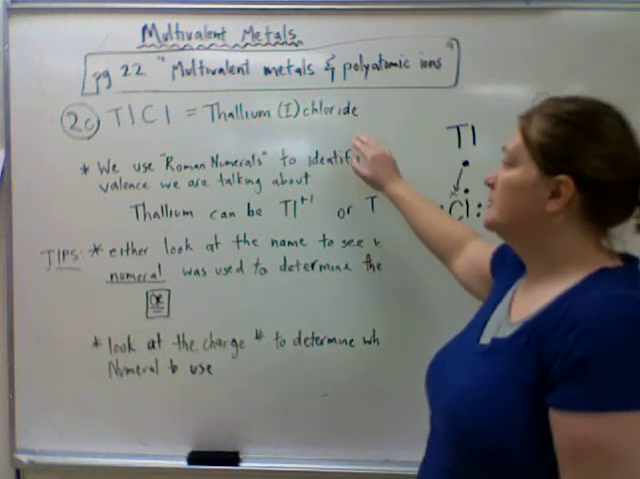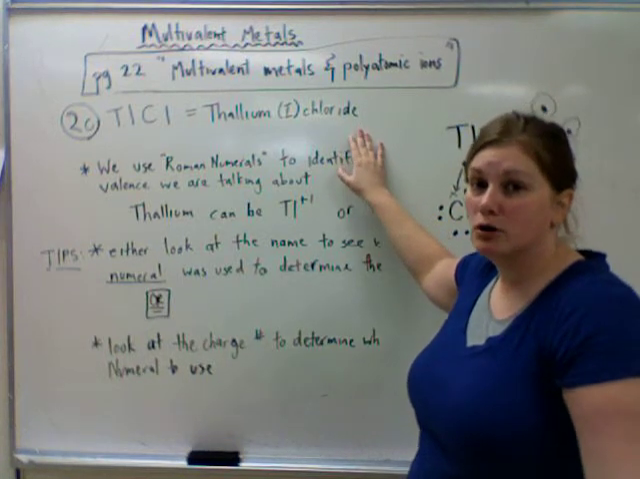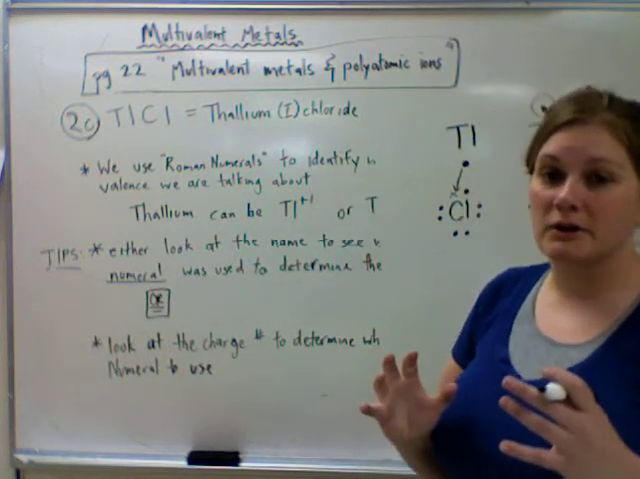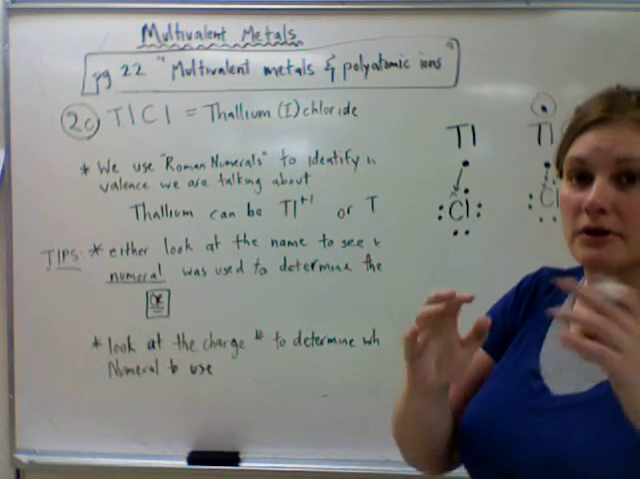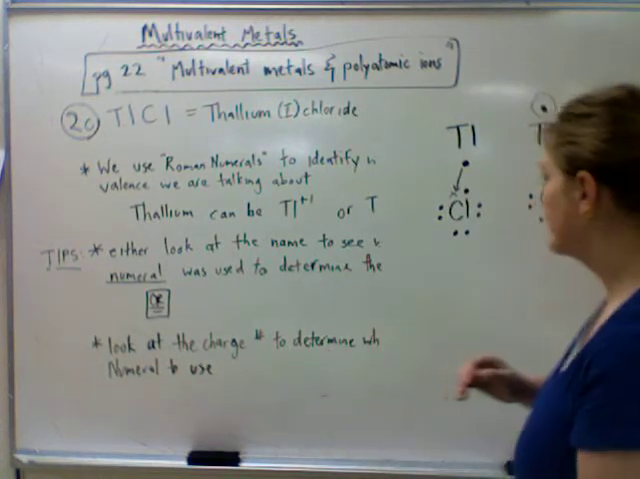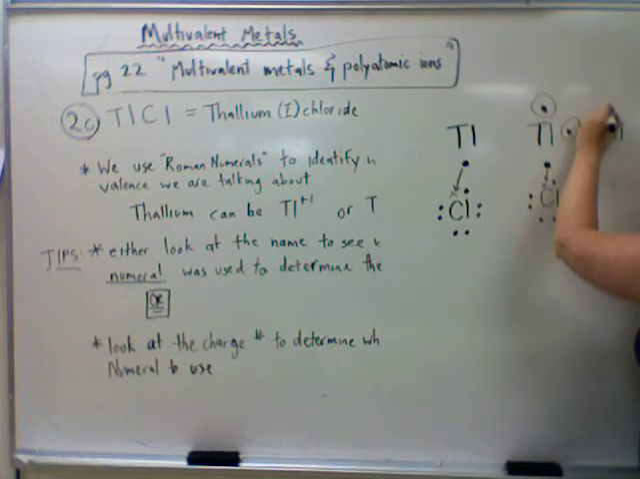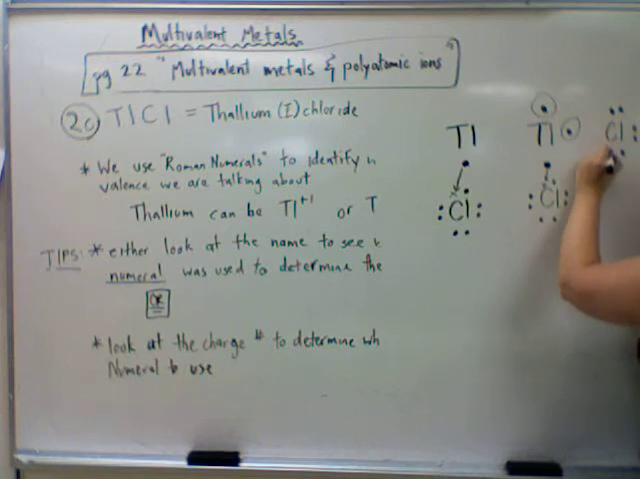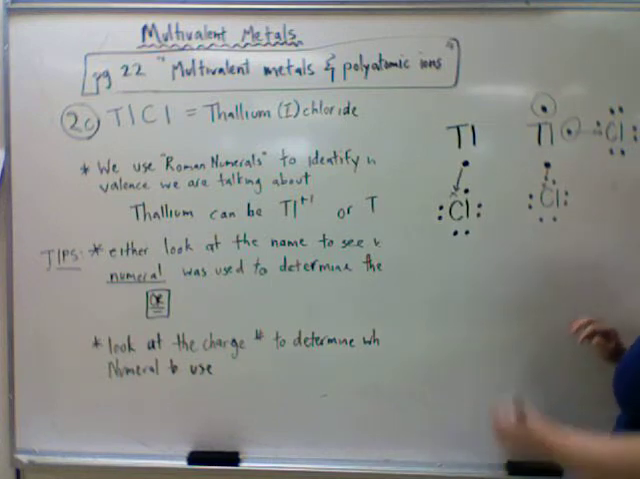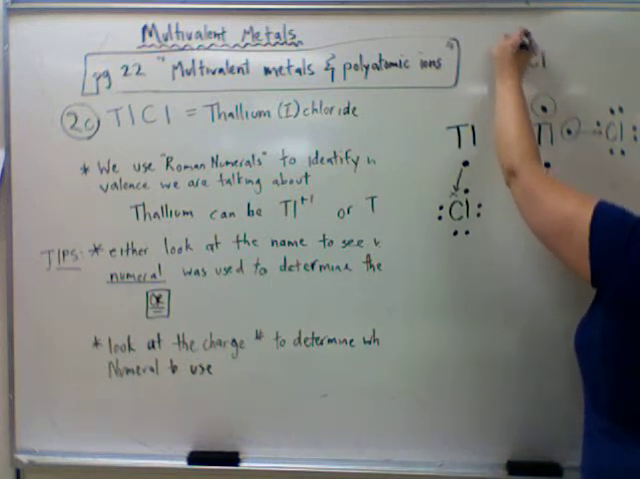But in this case, because we're talking about thallium chloride, the only elements we can have are thallium and chlorine. So if that's the case, then we have to keep including more chlorines into this molecule until all of the outer shells are full. So we need one more still.